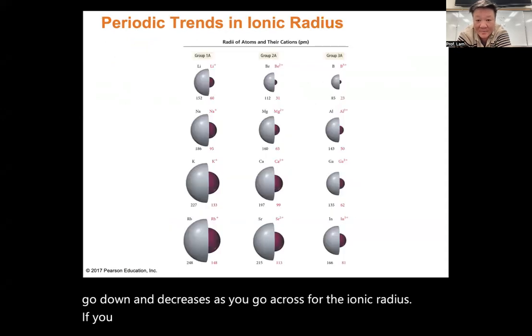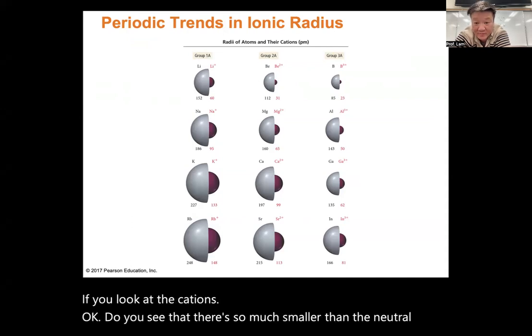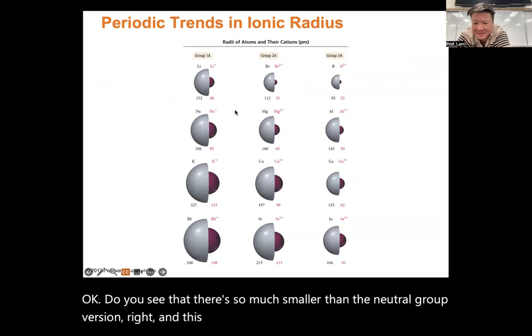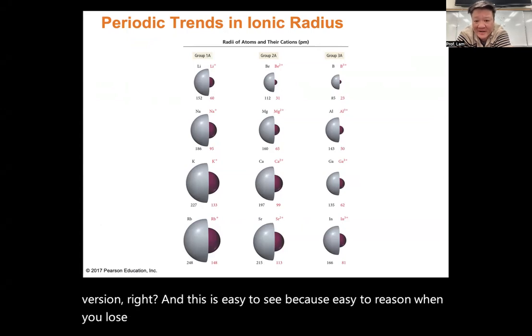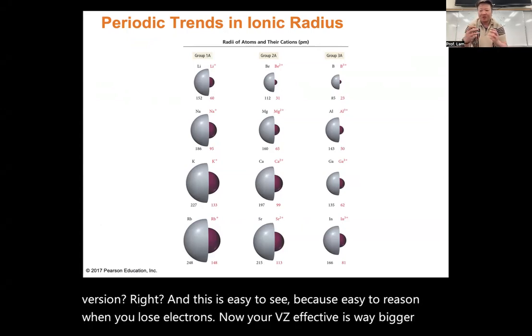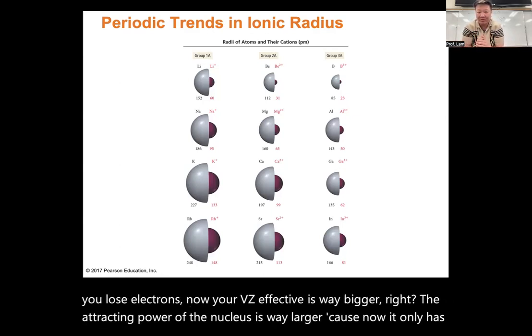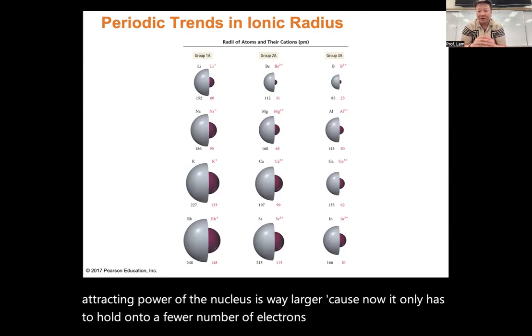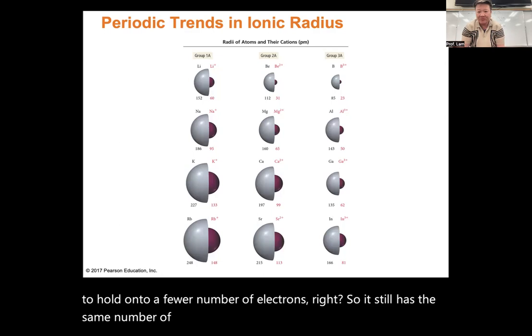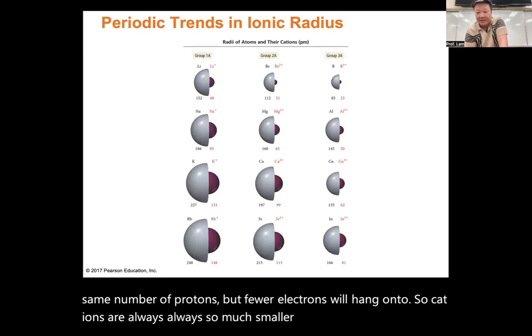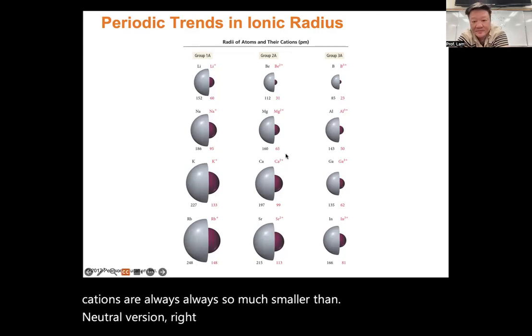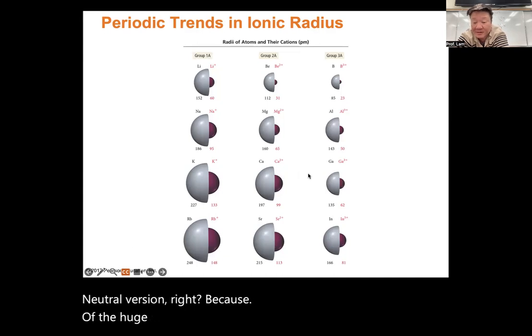if you look at the cations, okay, do you see that they're so much smaller than the neutral version, right? And this is easy to reason. When you lose electrons, now your Z effective is way bigger, right? The attracting power of the nucleus is way larger because now it only has to hold on to a fewer number of electrons, right? So it still has the same number of protons, but fewer electrons to hang on to. So cations are always so much smaller than the neutral version, right? Because of the huge Z effective.